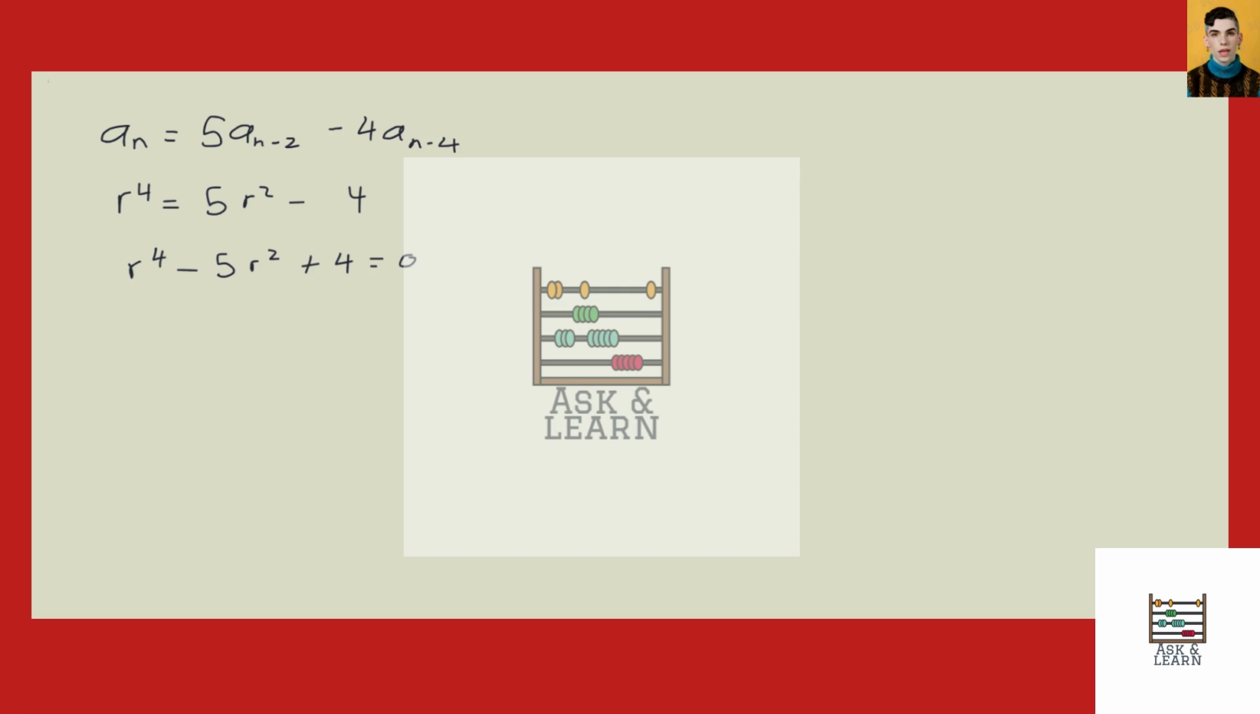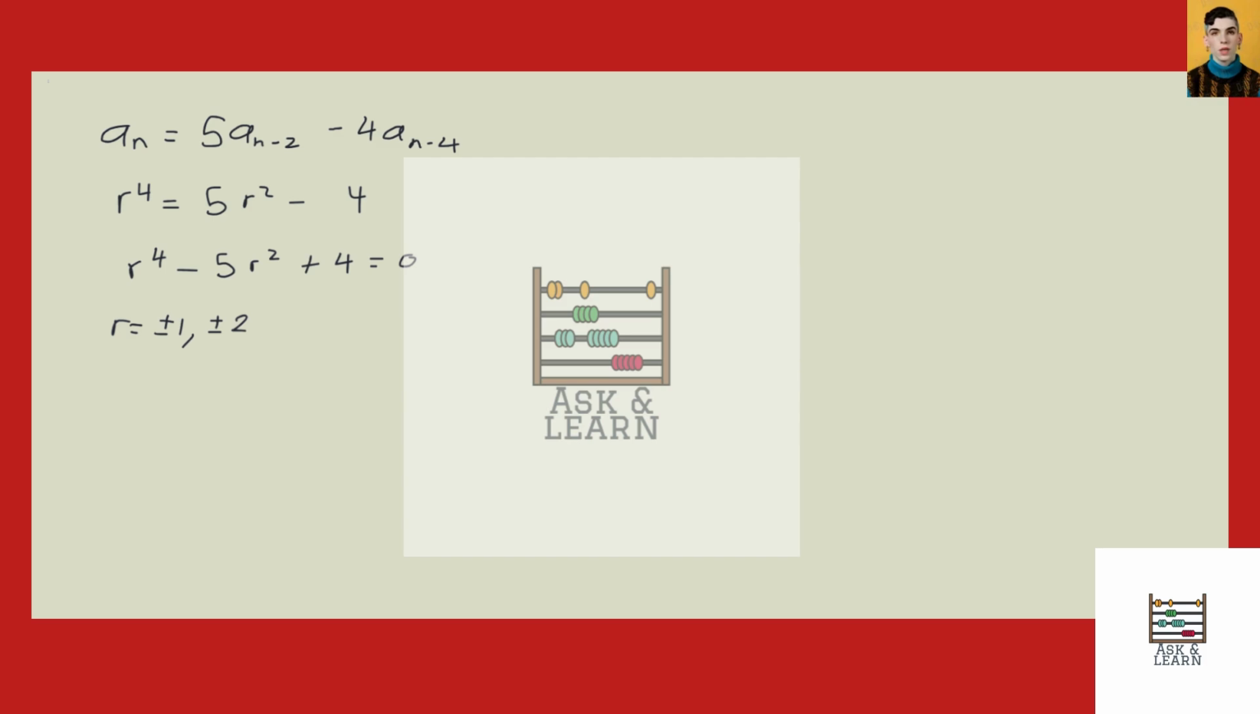The first thing that you can do is substitute r equals plus or minus 1, and you'll notice that this will factorize. r equals plus or minus 1 makes the left-hand side equal to 0, because this becomes 1 minus 5 plus 4, so that's 0. What you will also find is that plus or minus 2 also makes this equation 0.